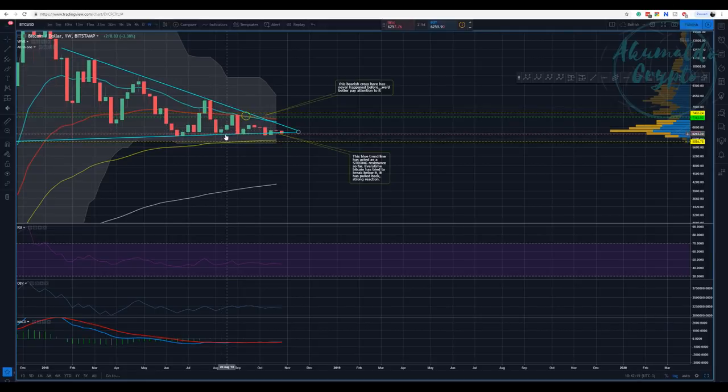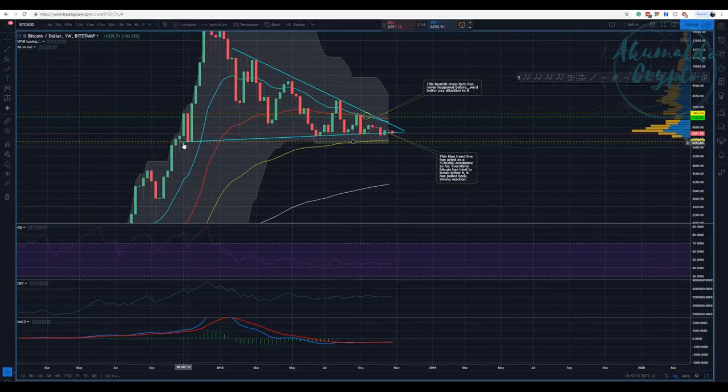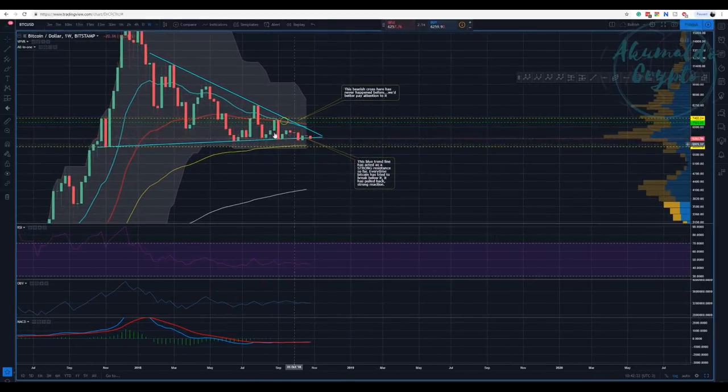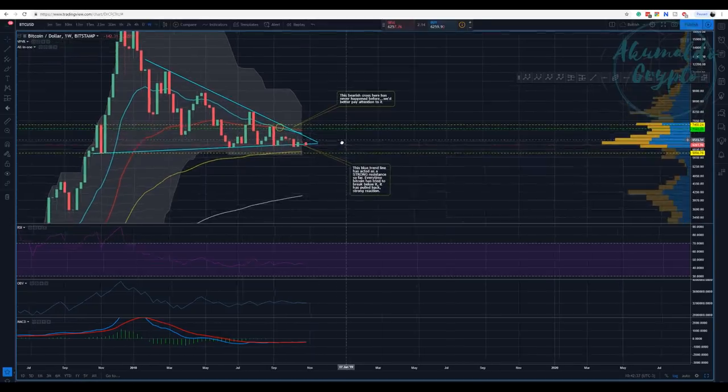this line here. Okay, this line that has been a support since November, right? It's a really strong support, so we can't ignore this trend line here, okay? And we can't ignore this bearish cross here, okay?